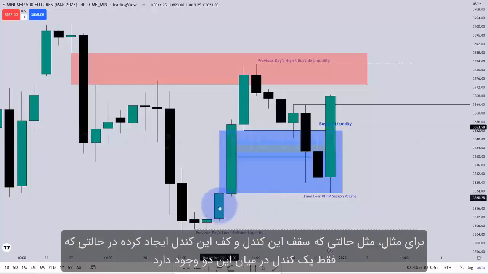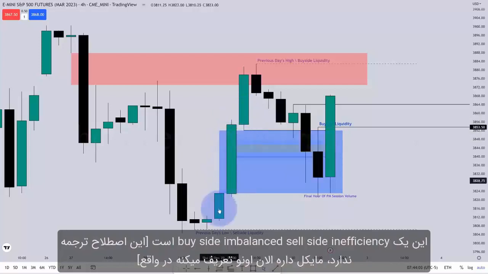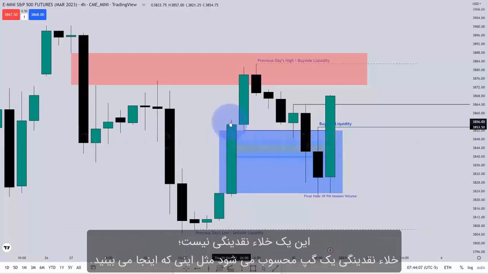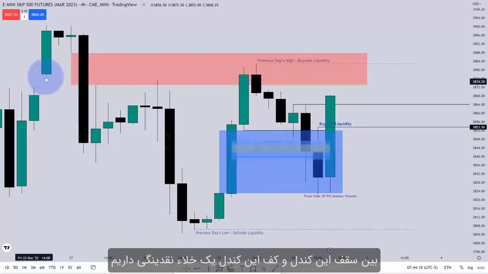you're looking for inefficiencies. For instance, like this candle's high to that candle's low. Only one candle passed between this candle's low and this candle's high. This is a buy side imbalance, sell side inefficiency. It is not a liquidity void. A liquidity void is an actual gap, like this. Between this candle's high and that candle's low, that is a liquidity void.